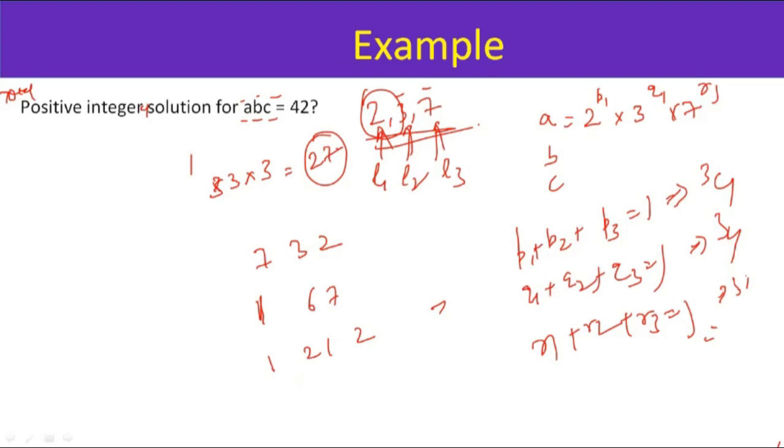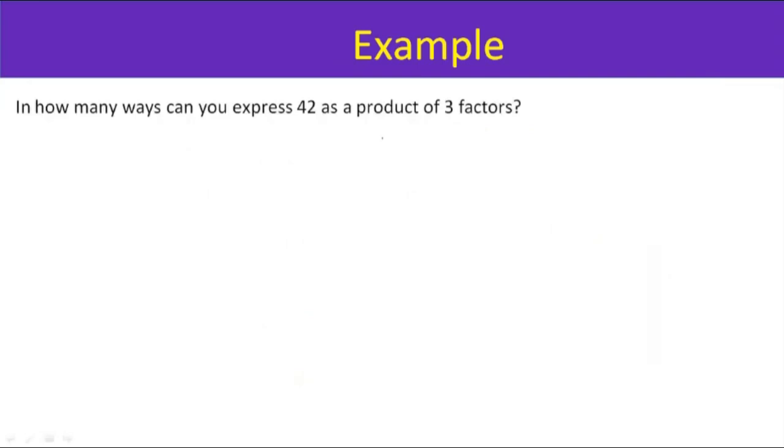So either way you can do it. If you are able to visualize, well and good. If you're not able to visualize, solve by this. So let's directly jump on to the next concept. Not next concept, but next variant of a similar concept. In how many ways can you express 42 as a product of 3 factors?